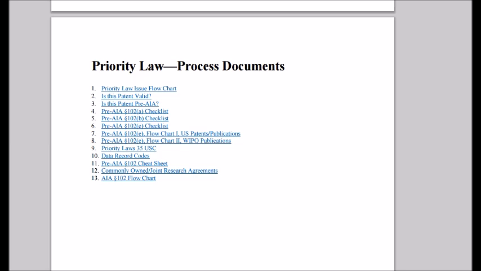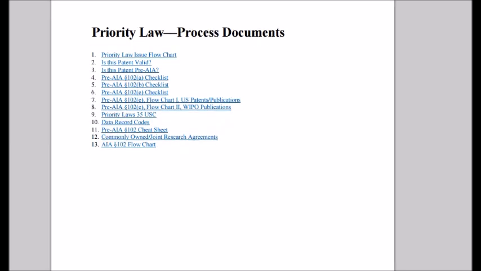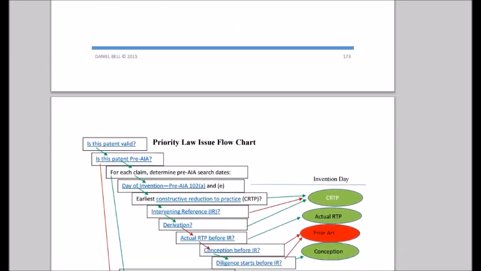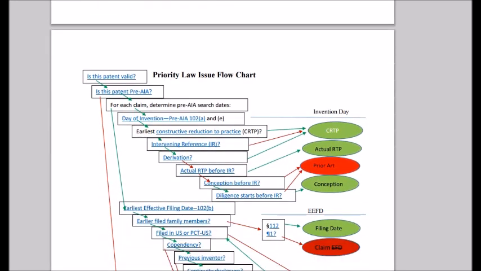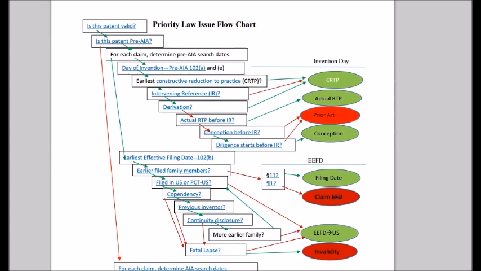And then at the end, which normally we'll do at the beginning, you go through all of the process documents. And I'm going to just show you an example here. Here's priority law issue flow. Is this patent valid? That's the first question. Then we have to ask, is this a pre-AIA application? If green, we go here. If red, we go down here.